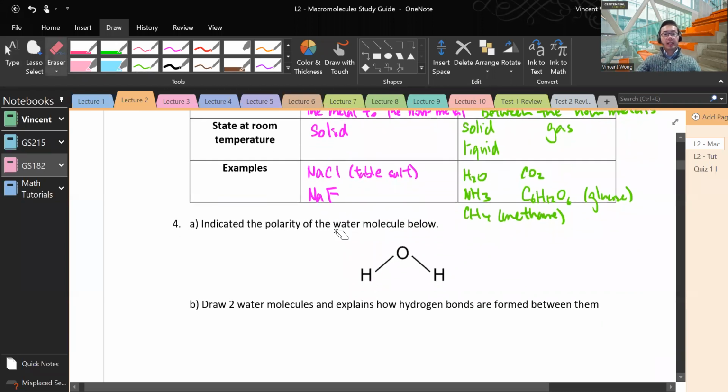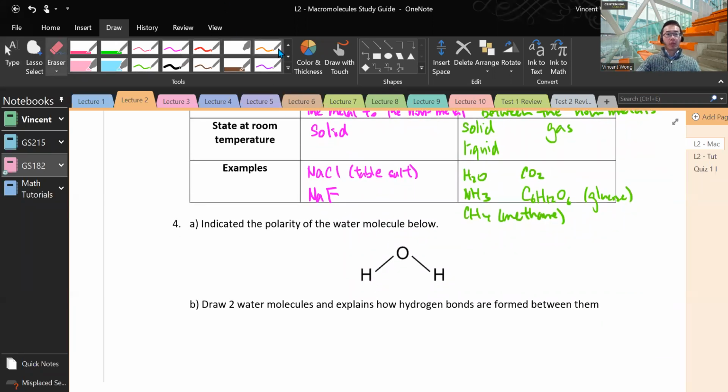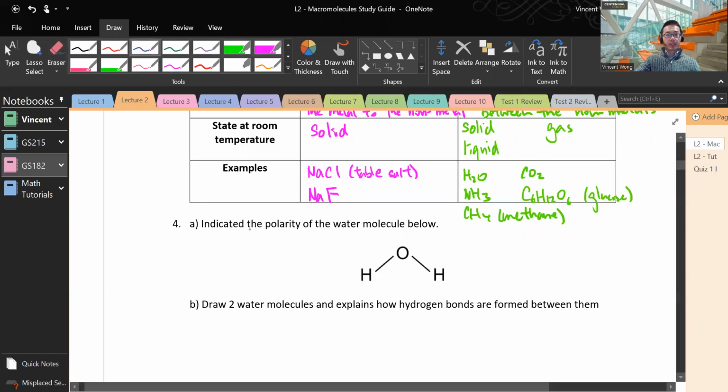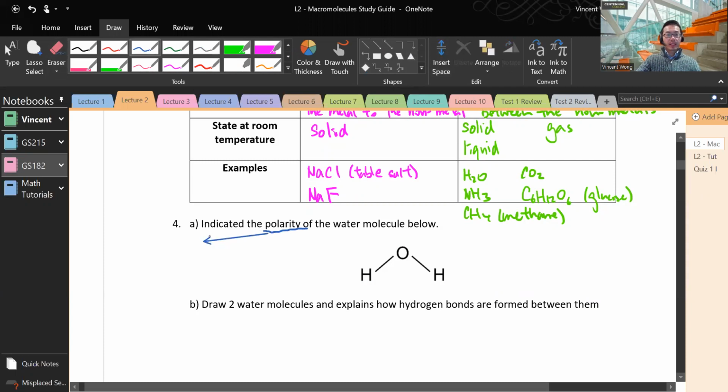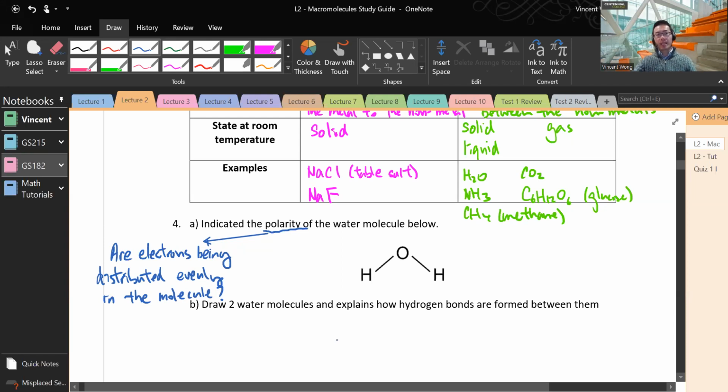Indicate the polarity of water molecule. What is polarity? And what does the word polarity mean? Well, in very simple terms, polarity basically asks the following question: are electrons being distributed evenly in the molecule? Okay, that's what polarity is.